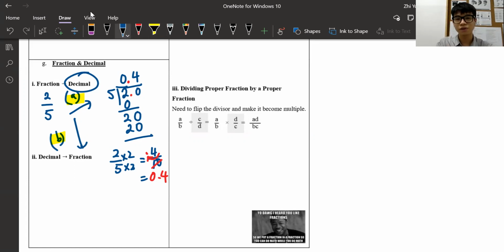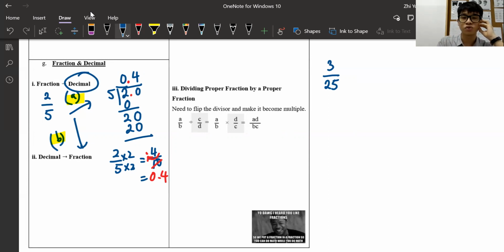Let me give you another example on this side. For example, if I have a number 25/3. Now I want to convert this to decimal. So how can I do it? Can I just use the A method straight away? Yes, you may do it, and straight away you can get the answer.